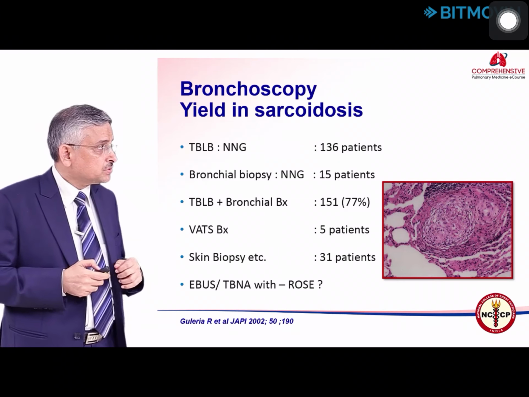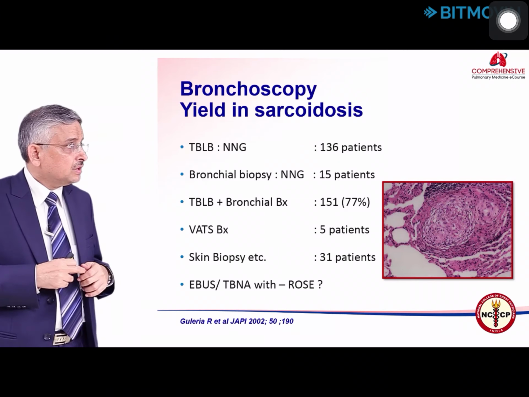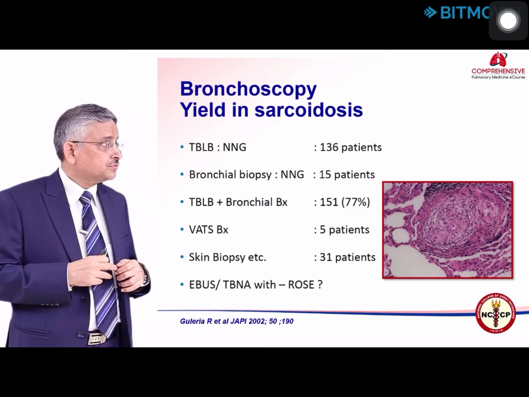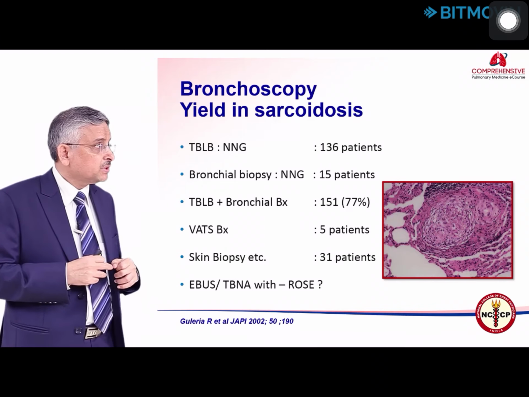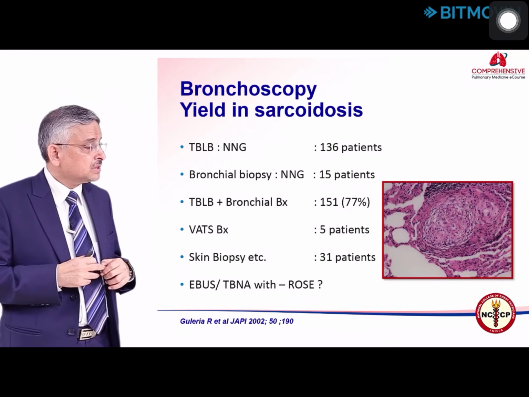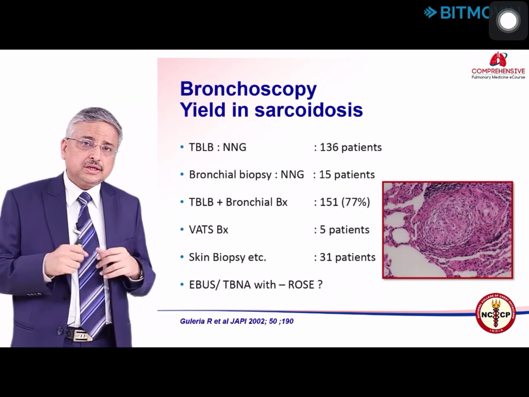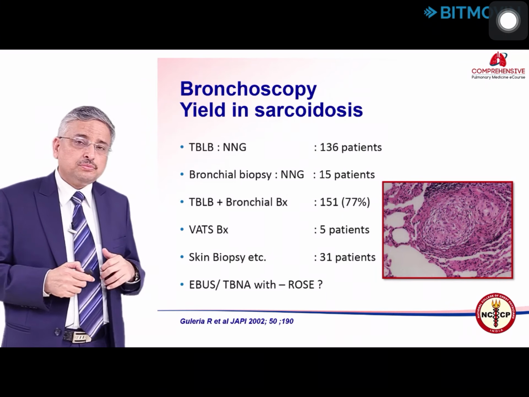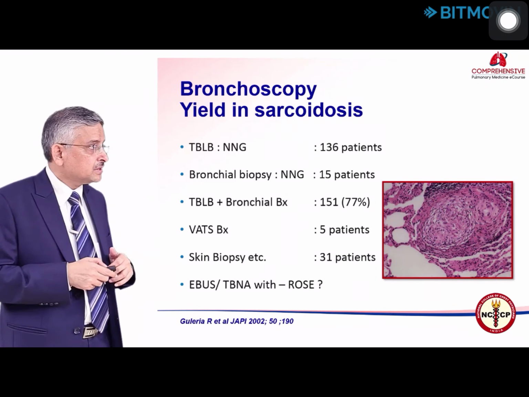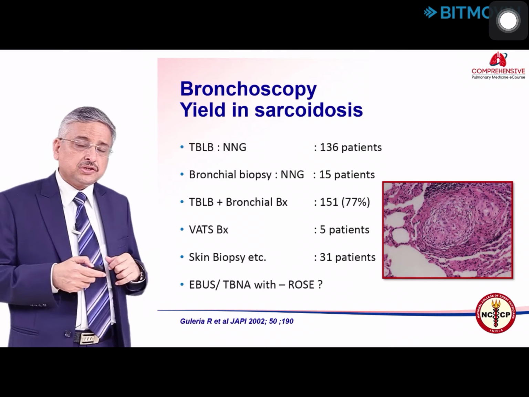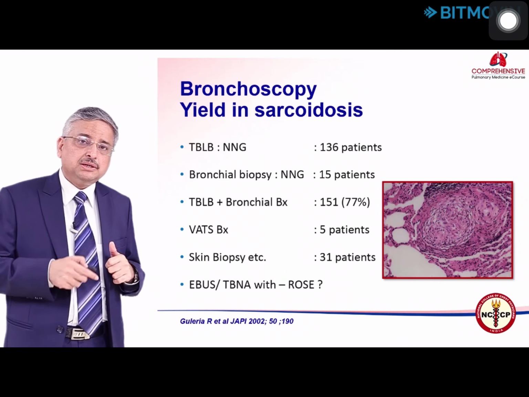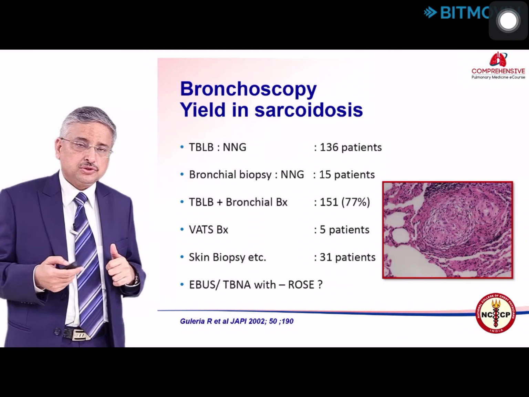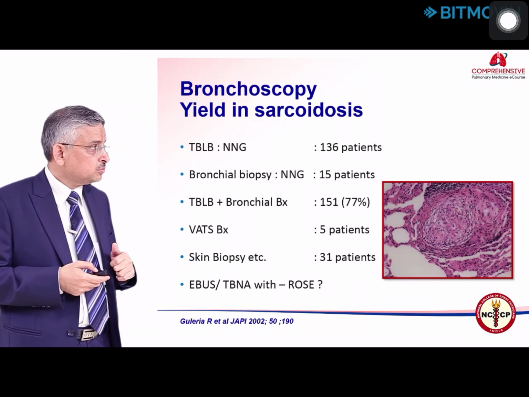looked at in 2002, when we looked at the yield of transbronchial lung biopsy, and in that series in almost 136 patients we were able to get a diagnosis of sarcoid by a transbronchial lung biopsy. We also used to do, and we regularly do, bronchial biopsies, and this helped us in getting a diagnosis in 15 additional patients where the TBLB was negative, but the bronchial biopsy actually showed a non-necrotizing granuloma.